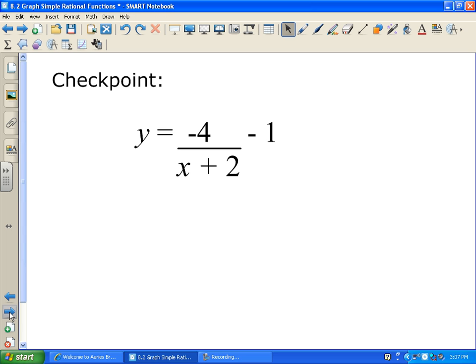All right, there's your last checkpoint. You should know the parent, you should know the child. You should actually have a mental picture of what that graph's going to look like before you even start it. And you should know your domain and range right now before you even start it.